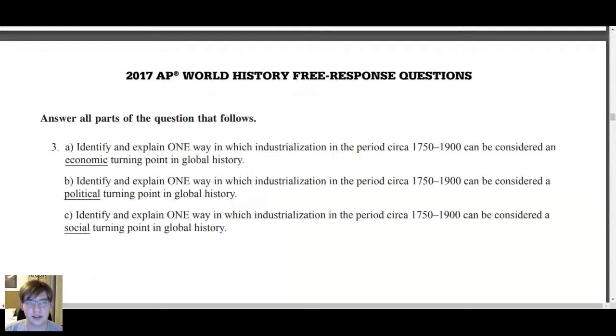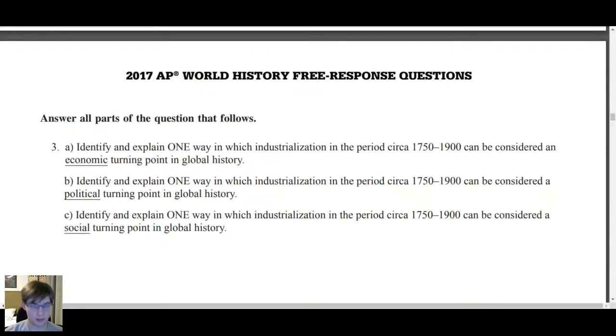Okay, so here we go. Let's start looking at this question. If you don't understand it, could you talk about factories in part A? Yeah, you could totally talk about the production line and the new factories, new means of production, the cotton gin. You could totally talk about how it completely changed the economy. You'd probably want to give evidence regarding how it increased production, stuff like that. Then identify and explain one way in which industrialization can be considered a political turning point in global history, and then the same thing for social. So it's asking the same question 3 times, but with 3 different themes.